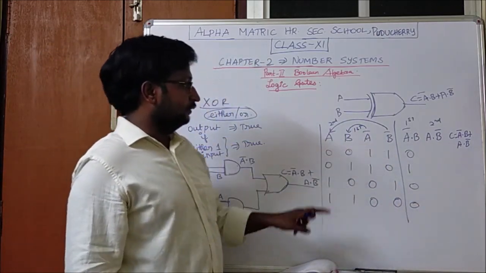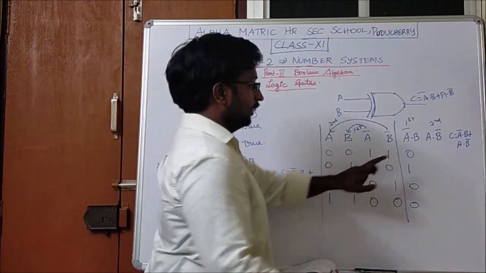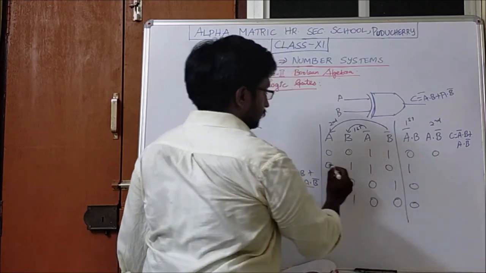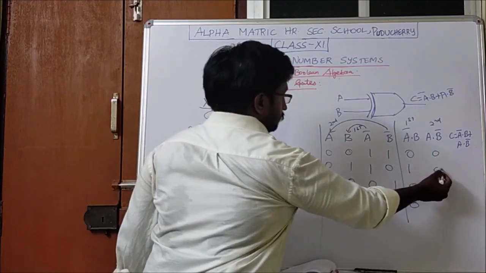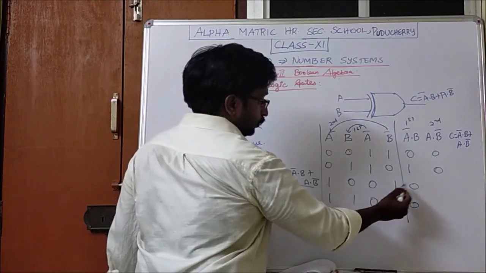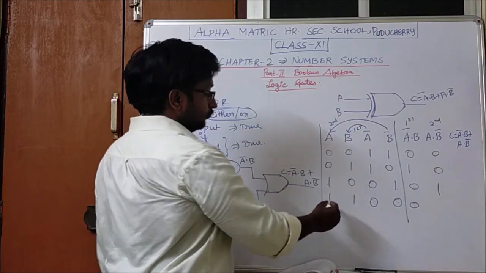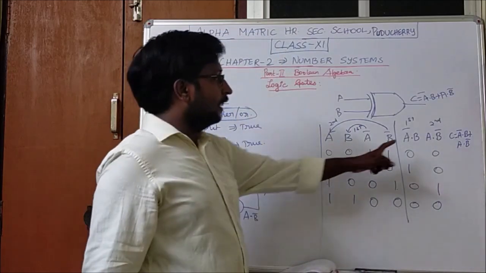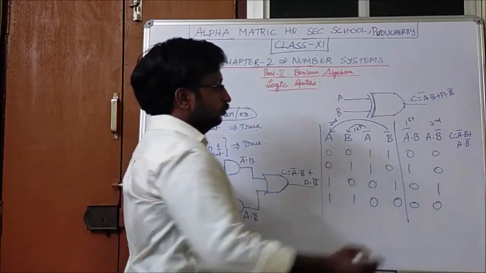A into B inverse. The same. 0 into 1. Here we have one false, so the result is false. Here both are false. Here both are true, so true. Here one is false, so false. Now we have to add these two.